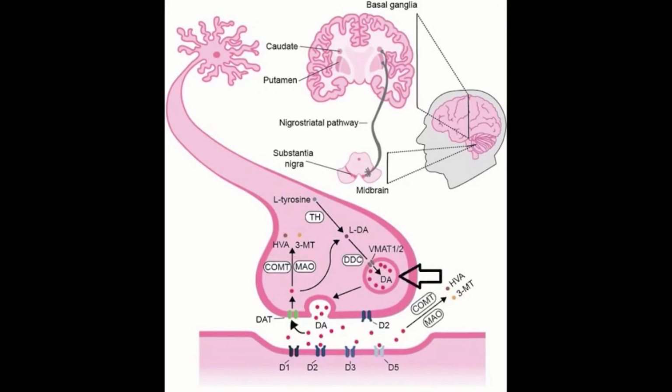Here we have a dopamine vesicle where the neurotransmitter is stored. And the pathway leading into the vesicle is how dopamine is made inside the brain. We start with the amino acid tyrosine. An enzyme abbreviated as TH converts tyrosine into L-dopa. The enzyme DDC converts L-dopa into dopamine. VMAT1 and 2 signify transporters that move dopamine into the vesicle for later use.